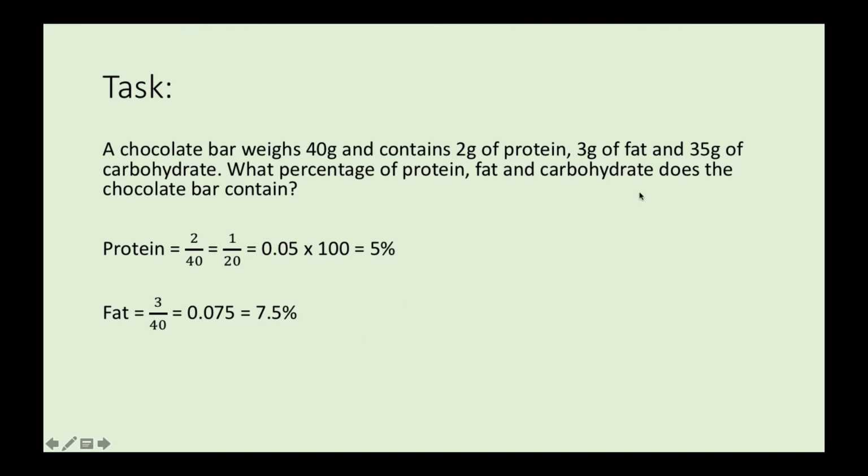And the last one is the carbohydrate, and the carbohydrate has 35 grams. That's a lot. That just shows how bad a chocolate bar is for you, I suppose. But hey ho. So 35 out of 40. Again, I've cancelled down. You don't necessarily have to in this case because you're going to use a calculator to do the division. But I've cancelled down. And if I did 35 divided by 40 on my calculator, or if I did 7 divided by 8 on my calculator, I would get 0.875. And if I times that by 100, it will give me 87.5%.